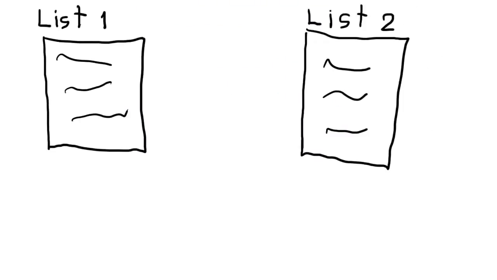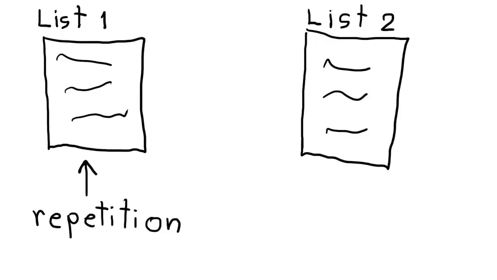I created 2 lists of words that I didn't know, and I just tried to memorize the words in each list. I did not use any technique to memorize the first list, it was just pure repetition. But for the second list, I used the technique that you're about to learn.